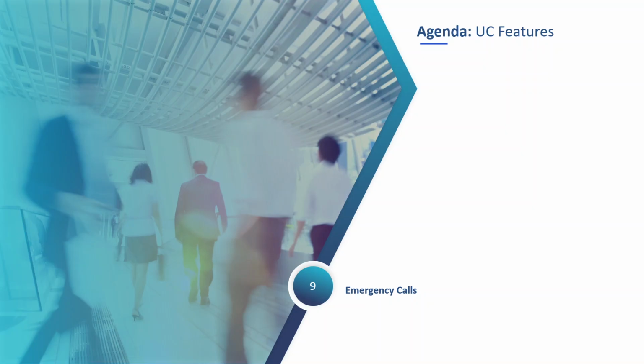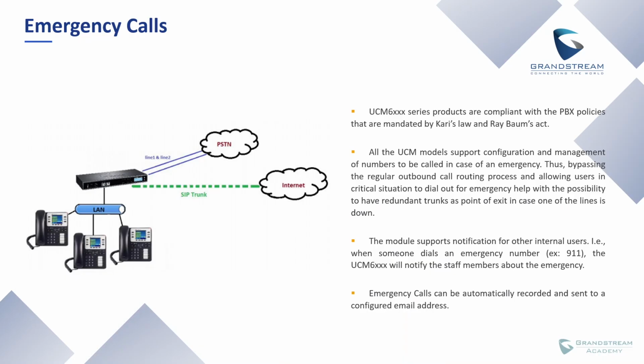Now we're going to talk about emergency calls. For emergency calls, the UCM 6000 series complies with the standards that the FCC has mandated following Carey's Law and Ray Baum's Act. Carey's Law was passed in 2018 in direct response to the tragic murder of Carey Hunt in 2013 by her estranged husband in a hotel room. During the attack, Carey's 9-year-old daughter tried to call 911 many times and was unsuccessful in reaching emergency services due to not knowing that she had to dial 9 to reach an outside line before calling 911.